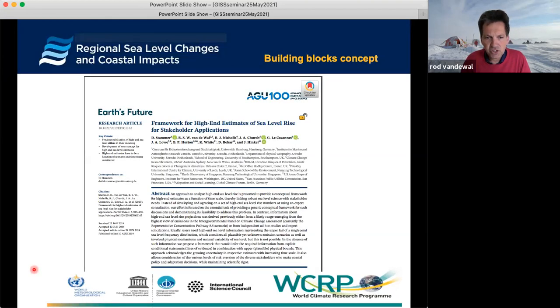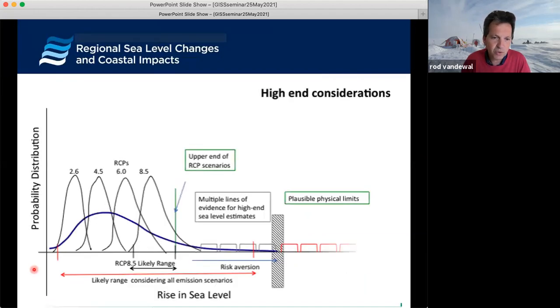So a couple of years ago, we had a couple of discussions on how we can improve that, and that resulted in a paper which I call the Stammer et al. framework paper, which describes a qualitative description of the high-end estimate of sea level rise for stakeholder applications. So really having this focus on the stakeholders. And you probably don't, or at least not everybody will know this paper.